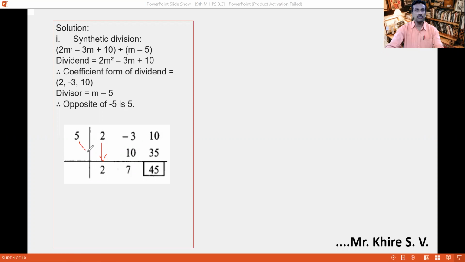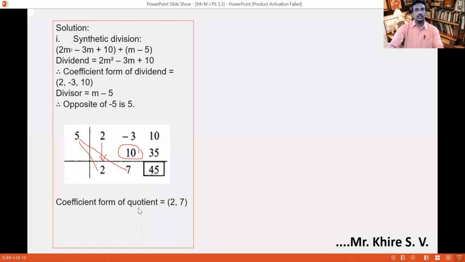Then 5 into 2 is 10. Write it down here. Minus 3 plus 10 becomes 7. Again, 5 into 7 is 35, and 10 plus 35 is 45. This is the method of synthetic division. Now 2 and 7 are the coefficients we got after division.